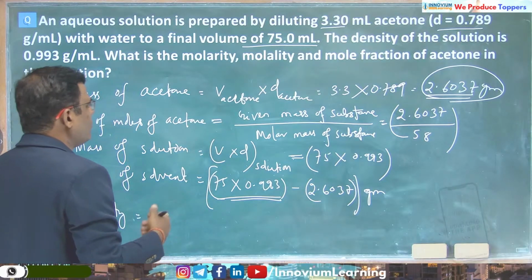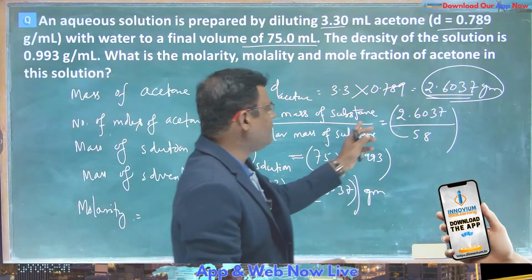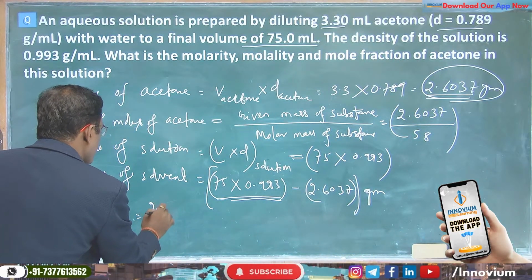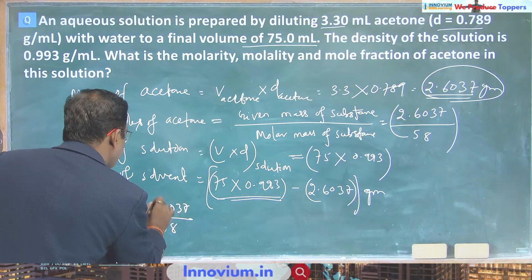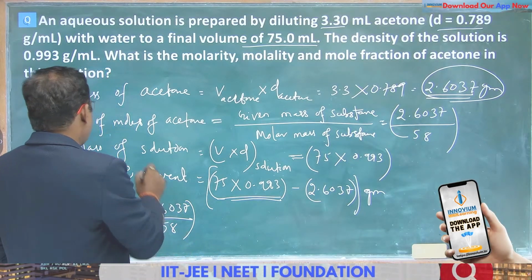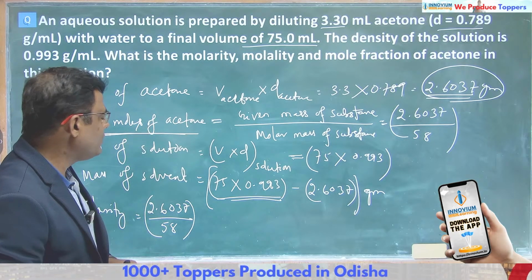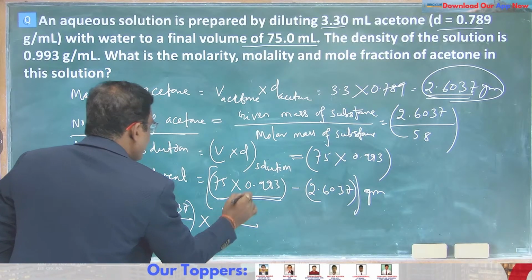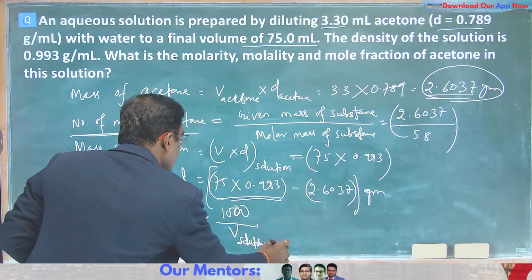What is that formula? Number of moles of solute. What is the number of moles of solute? It is here, 2.6037 by 58. So this is the number of moles of solute, here the solute is acetone, multiplied by 1000 divided by the volume of solution in ml.